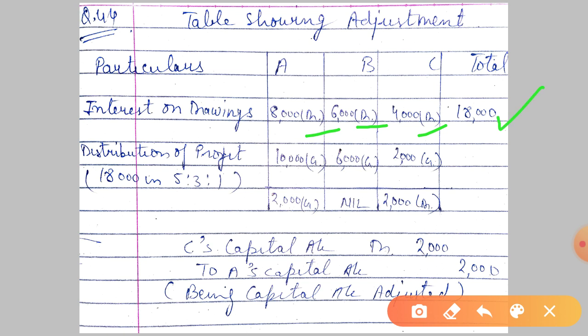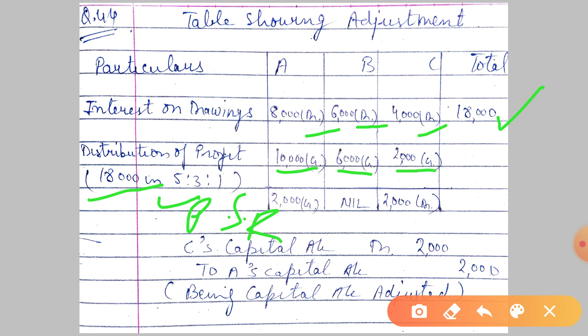The total is 18,000. Now when this interest is charged from the partners, what will be the impact? It will increase the profit by 18,000, isn't it? It will increase the profit, and that profit will be distributed among the partners. See, this 18,000 is distributed among the partners in their PSR. Okay, so PSR is 5:3:1. So how much will A get? 10,000 credit, B will get 6,000 credit, and C will get 2,000 credit.